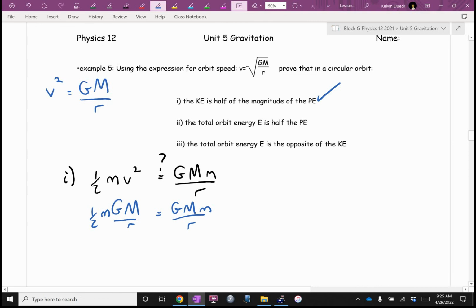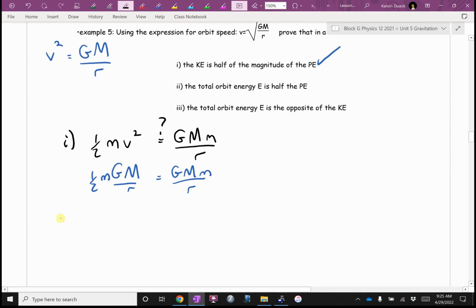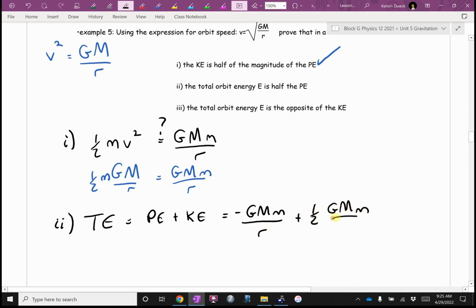Mud, what's the second thing they want me to show? The total orbit energy. I'm going to use TE as my abbreviation for total energy. I guess that would be potential plus kinetic. Add them up. Well, potential is negative big G, big M, little m, all over R. And we just showed that kinetic was 1/2 big G, big M, little m over R. Those are like terms. That's really -1 plus 1/2. What is -1 plus 1/2? Negative half big G, big M, little m over R.